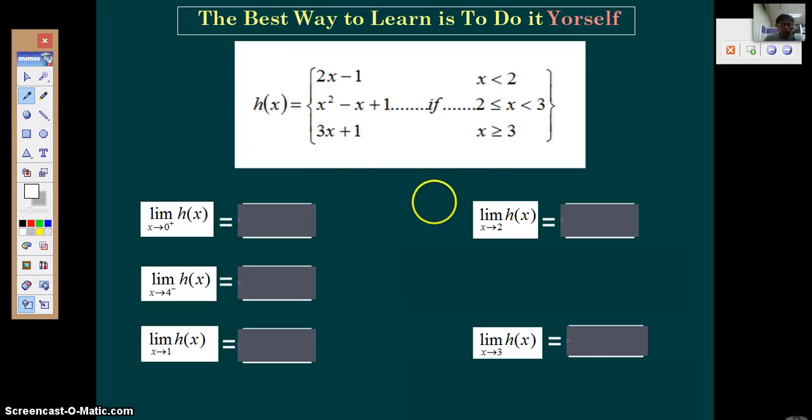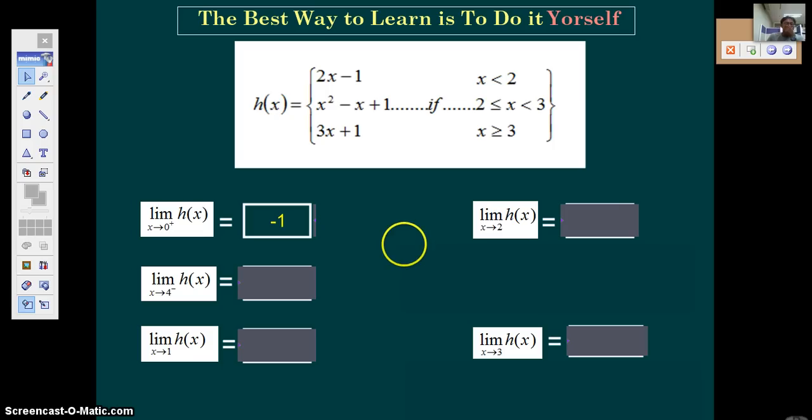So we have limit h of x as x approaches 0 from the right. Then which condition should we use? 0 from the right should be the first condition, and then we can substitute 0 times 2 minus 1. So the limit would be negative 1. Next, x approaches 4 from the left. Where is 4 from the left? The condition that will satisfy that is, of course, the third condition, and then we can substitute 3 times 4 plus 1. That will be 13. That should be 13.